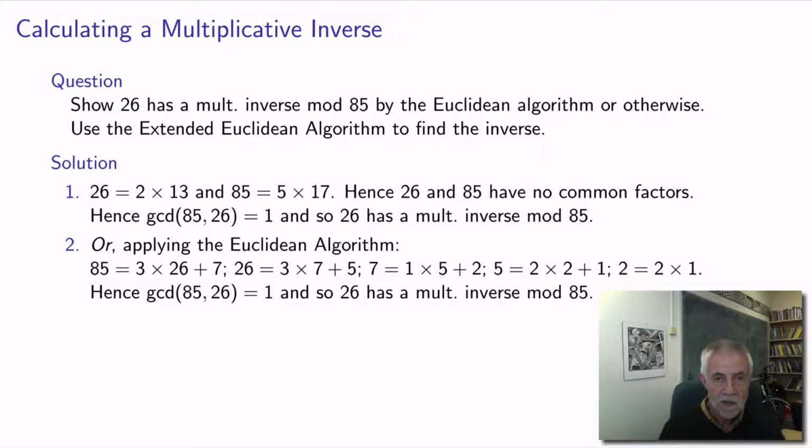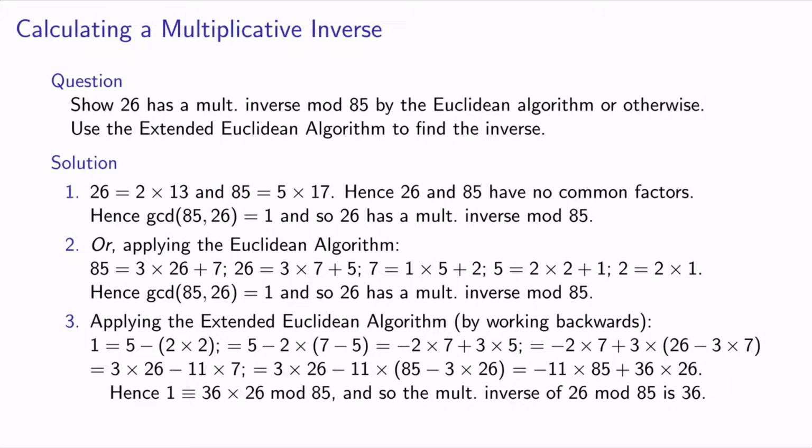Now the next step is to actually find the multiplicative inverse, and the question asked us to do it using the extended Euclidean algorithm. Of course, we could also just check 26 times 1, 26 times 2, 26 times 3, and so on, and we know because it has a multiplicative inverse that sometime before we get to 85 we will have found it. But applying the extended Euclidean algorithm is a more effective way of doing it.